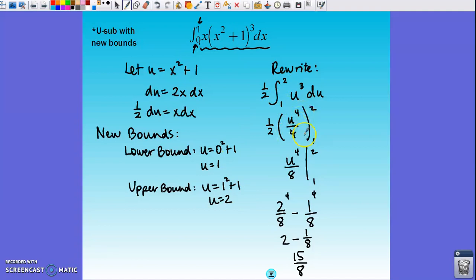Notice after we integrated and plugged 2 back in, what is no longer there? Does anybody notice anything that's missing? There's no x. X is totally gone, which is the really nice part about definite integrals with u substitution. Once the entire integral is rewritten in terms of u, you never have to bring your x's back, which, let's be real, nobody wants the x to come back, right? So now that one is done. 15/8. Let's try another one.